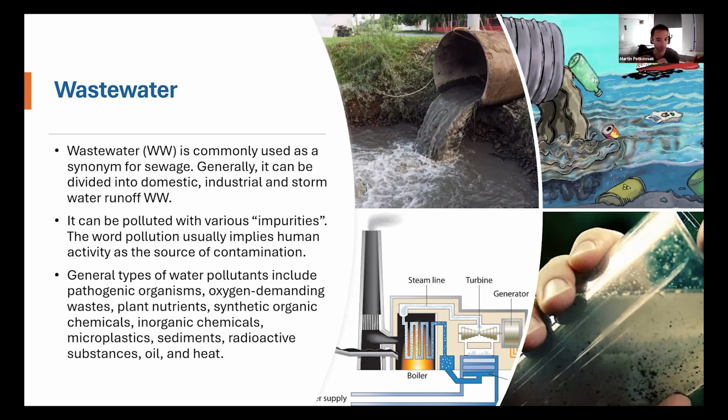So general types of water pollutants usually include pathogenic organisms, oxygen-demanding wastes, plant nutrients, synthetic or organic chemicals, inorganic chemicals, microplastics, and sediments. It can also contain radioactive substances, oil, and heat.